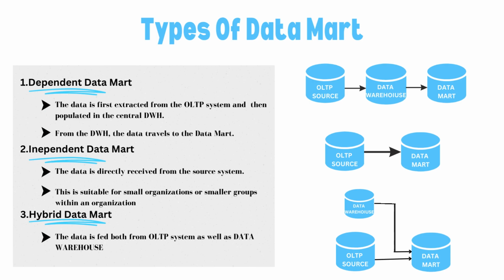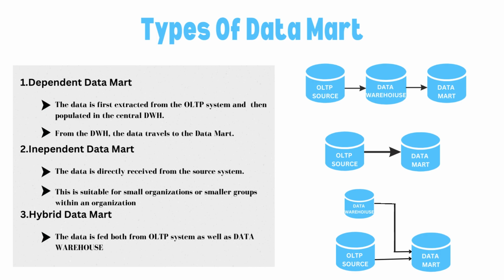Here we have OLTP systems. From the OLTP we move the data to the data warehouse, and from the warehouse we fetch the data for our data mart. This is called a dependent data mart, because the data mart is dependent on the data warehouse. The data is first extracted from the OLTP system into the central data warehouse, and from the warehouse the data travels to the data mart.